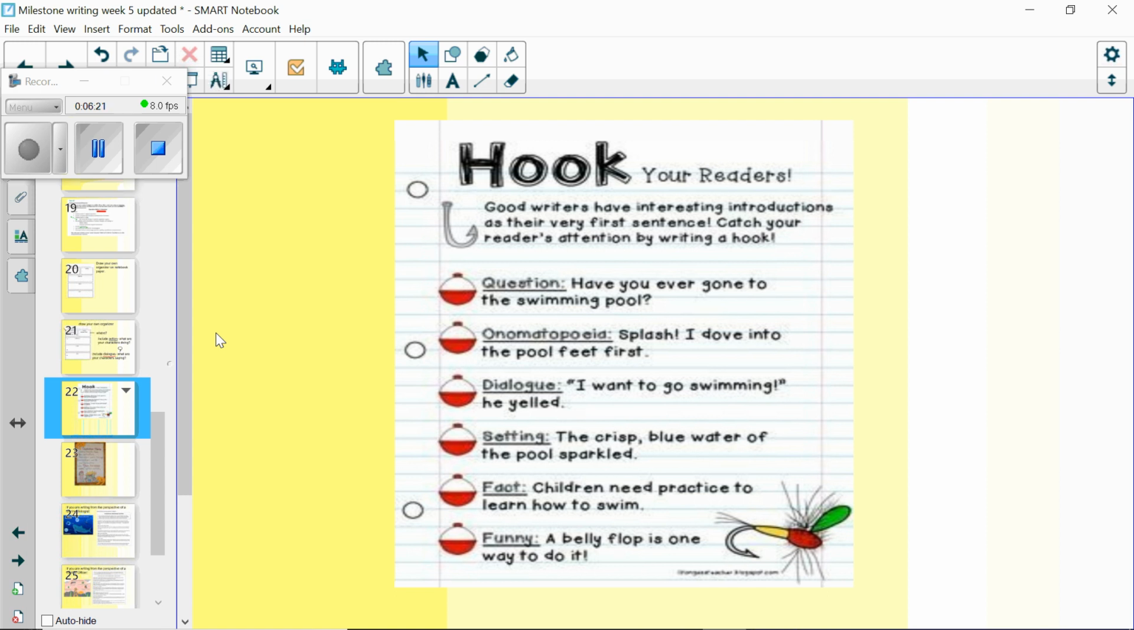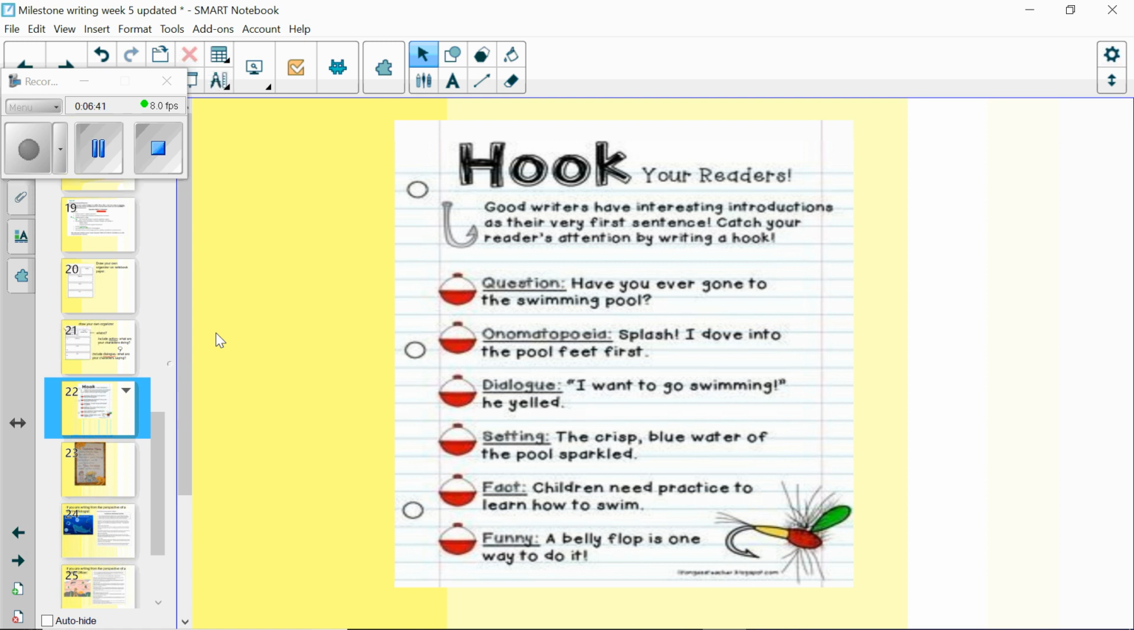You can do dialogue. "I want to go swimming," he yelled. You can start describing the setting. The crisp blue water of the pool sparkled. You could do something funny. A belly flop is one way to do it, and then you go into your story. So these are all just some easy examples of some hooks that you could include.